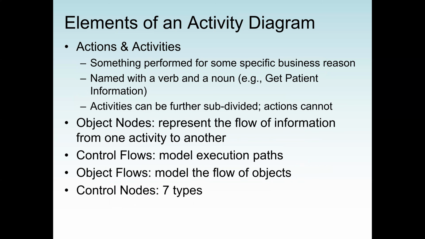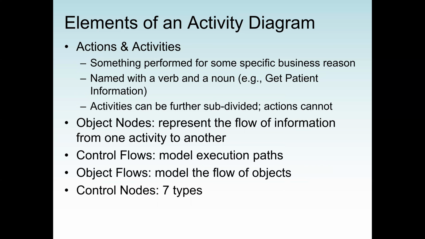So the elements of an activity diagram, first, are the actions and also the activities. Here we say something performed for a specific business reason. Example given here, get patient's information. It's an activity. Or borrow book, return book, update the library system. These are all activities.